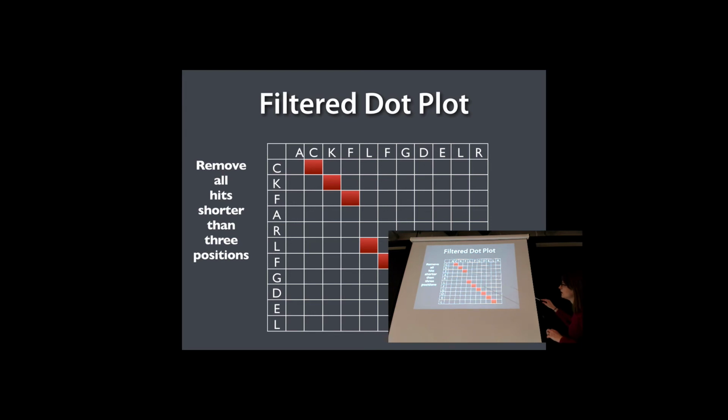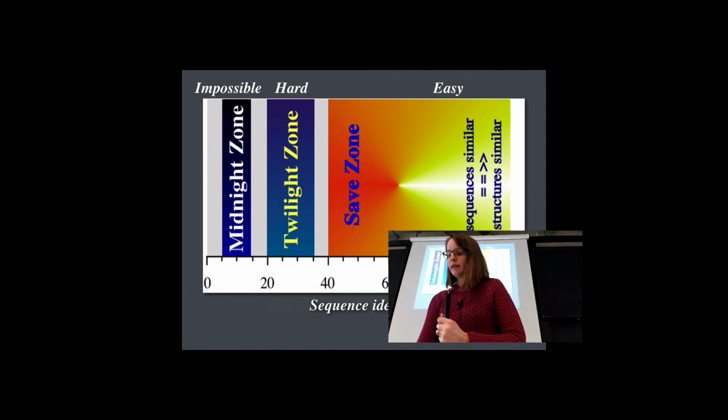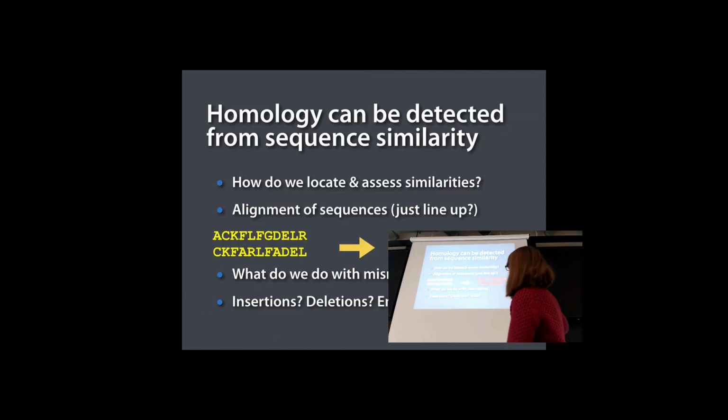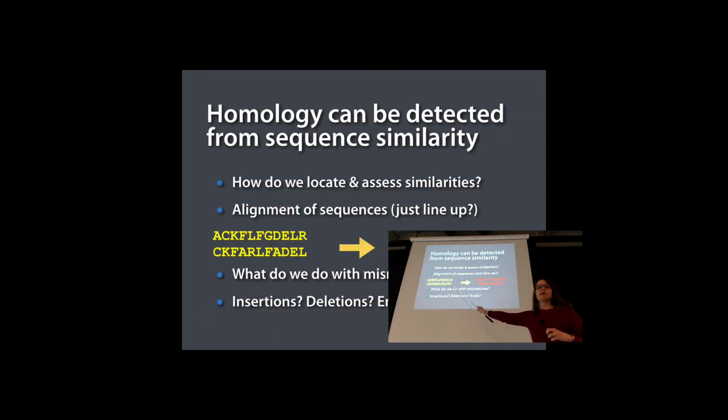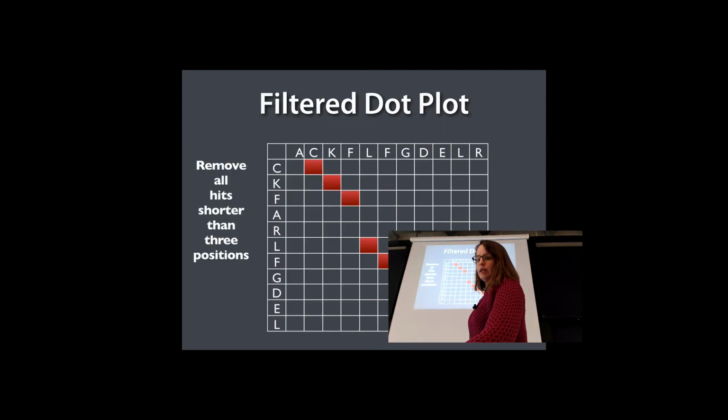So I'm saying I want to align CKF here with CKF here. This is this. I want to align LFG DELR with LFG DEL. Sorry, no R on here. And this basically gives me this alignment rather than this one. Yeah? Simple. So this is a dot plot.